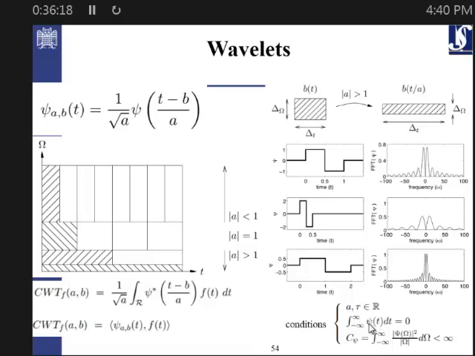Okay? And they sum up to zero. So the energy of the positive and negative sides should sum to zero. That's the area underneath the curve, we are actually summing up to zero. And also the third condition implies that the mother wavelet at zero should be zero, because otherwise this value actually will not converge. Okay?